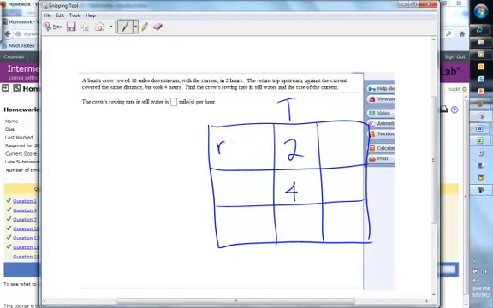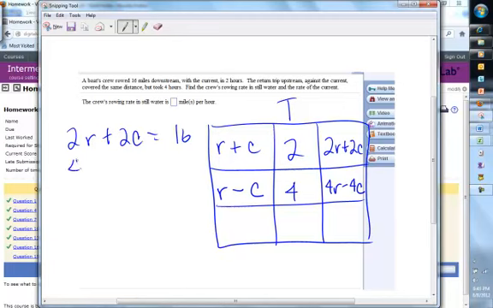So this is rowing plus the current. This is rowing minus the current. So this is 2r plus 2c, 4r minus 4c, and the total distance is 16. So 2r plus 2c equals 16. 4r minus 4c equals 16.